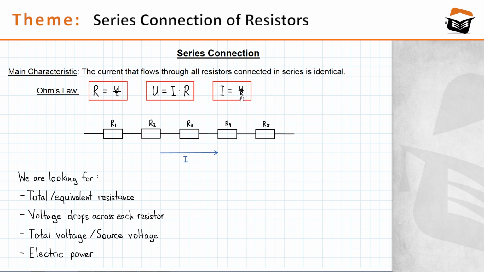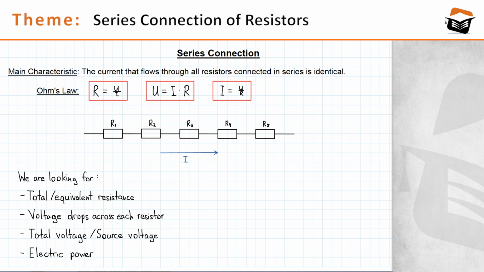So, the main characteristic of a series connection is that the current that flows through all resistors connected in series is identical. That means that the current that flows through R1 is the same as the current flowing through R2 and all of the other resistors. Basically, what comes in terms of charge per time must come out. There are no charges created or destroyed within the series connection.